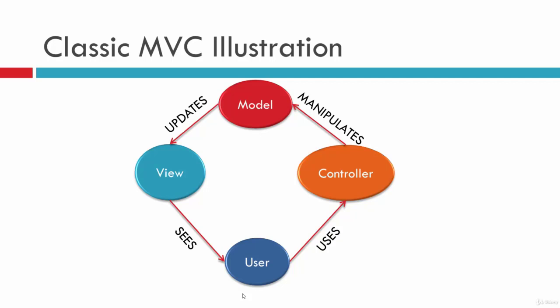You could see if you are a user, you use a controller. The controller manipulates a model, and the model updates the view. And the view is something that the user sees. Now, there are many different MVC models or illustrations you can go and look at if you just go and do a search on the internet, right?